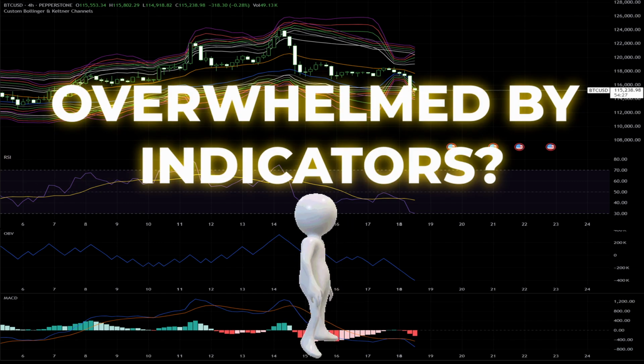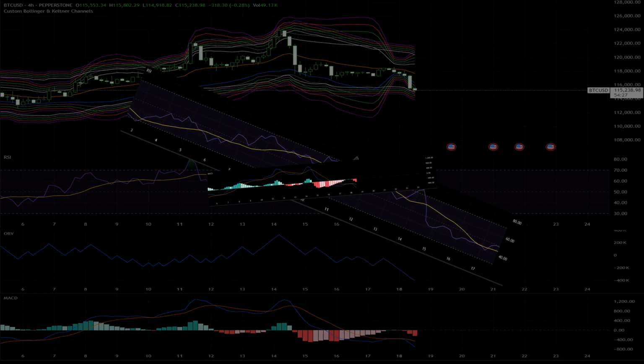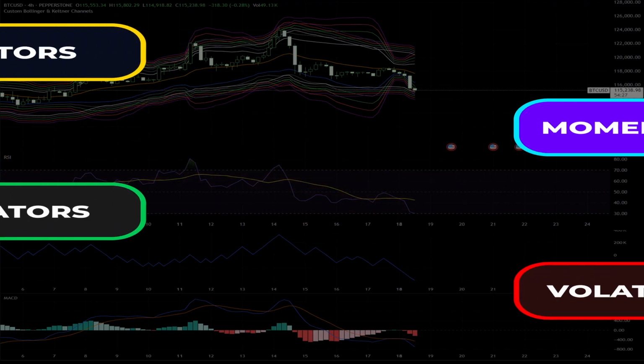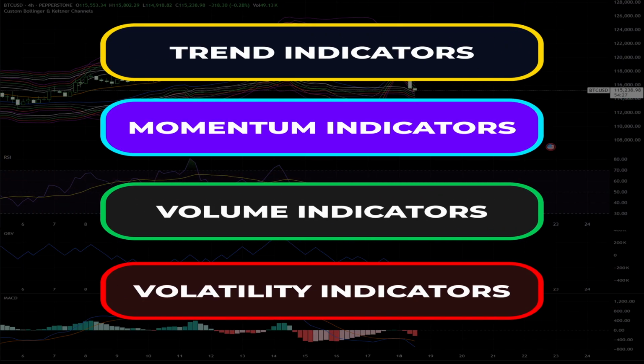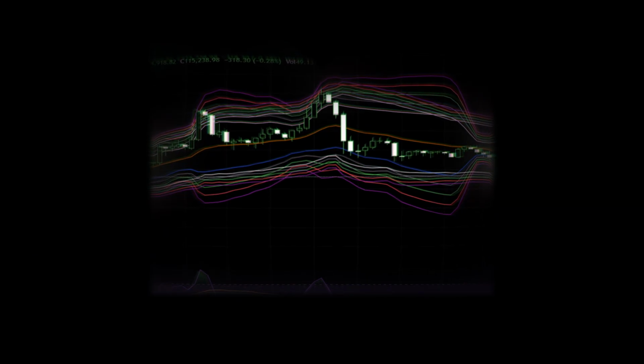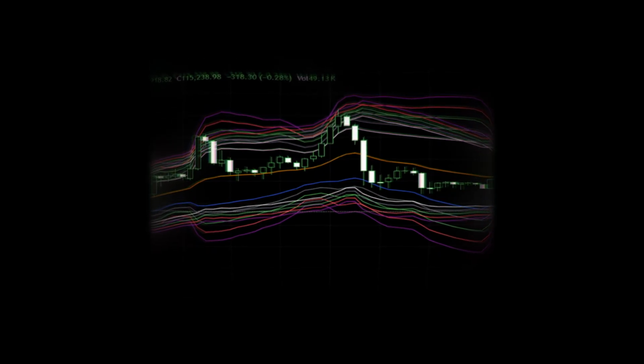Ever feel overwhelmed by all the indicators out there? RSI, MACD, Bollinger Bands, it can feel like alphabet soup. But here's the thing, every single one of them falls into just 4 main types. And once you know these, you'll see the market more clearly and start building real strategies instead of chasing random signals.